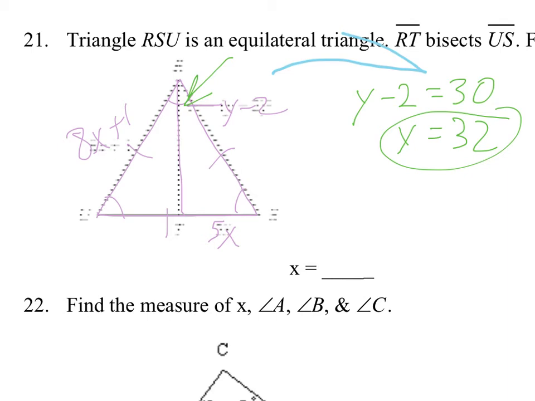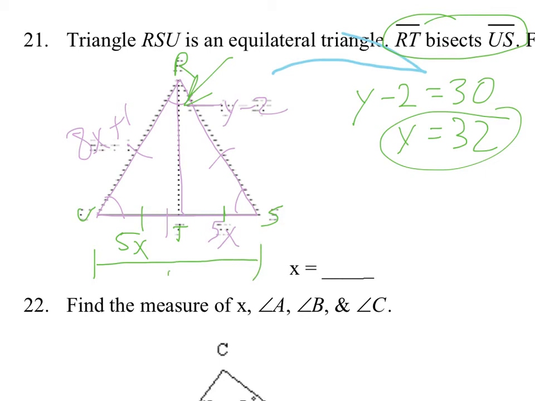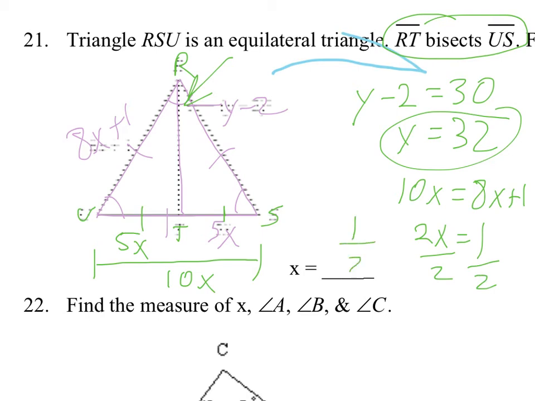Now, these two segments are congruent because it says that RT bisects US. This is US. This is RT. That means this is also 5x. The whole length of that bottom segment should be 10x, which, if all the sides are congruent, 10x should be equal to 8x plus 1. Subtract 8x, we end up with 2x equals 1. Divide by 2, and x equals 1/2. So there's your x, and there's your y.